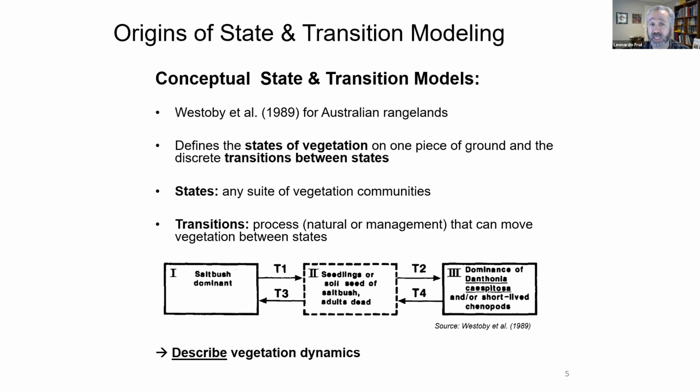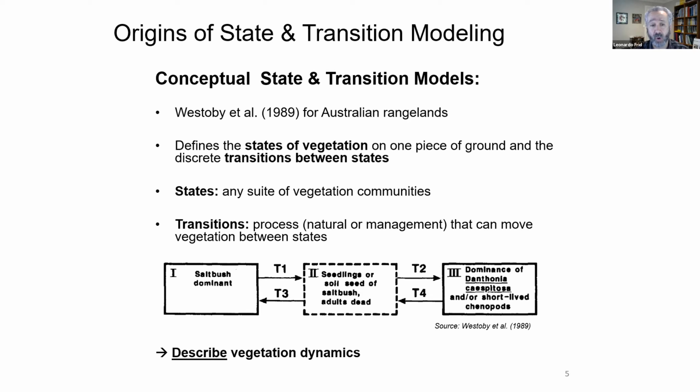This is something that originated in the late 90s for Australian rangelands and has since had a lot of resonance, particularly with rangeland ecologists, because you do see these kind of state transitions in rangeland systems where some events such as the introduction of an exotic species or a severe drought can create a change in a vegetation community that is very discrete and often not so easily reversible. So those are the conceptual models.